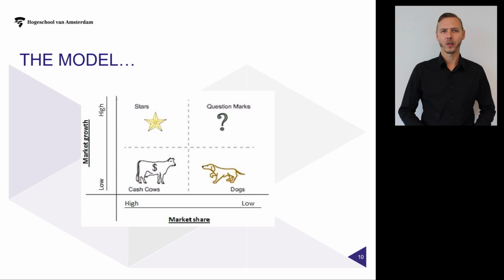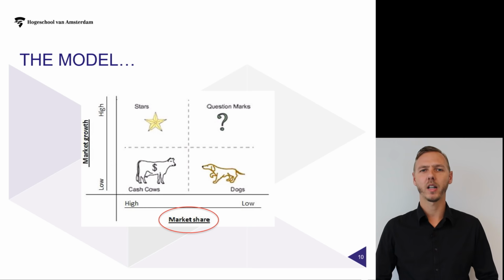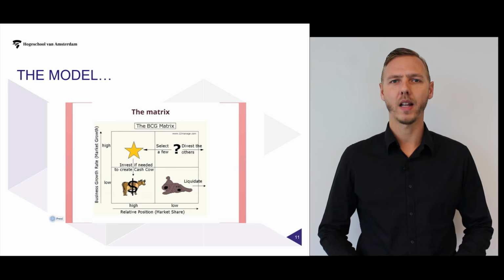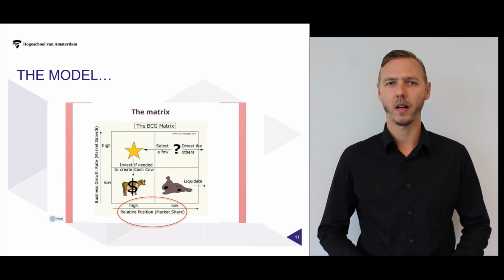Now let's have a look at the bottom here. You see the circle around it. It's saying market share. Please remember that it's not the market share which we draw on this x-axis. It's supposed to be the relative market share, and this is a totally different figure than market share. So please never use the term market share at the bottom of your BCG matrix, because it's not correct and things won't be plotted in the right way.